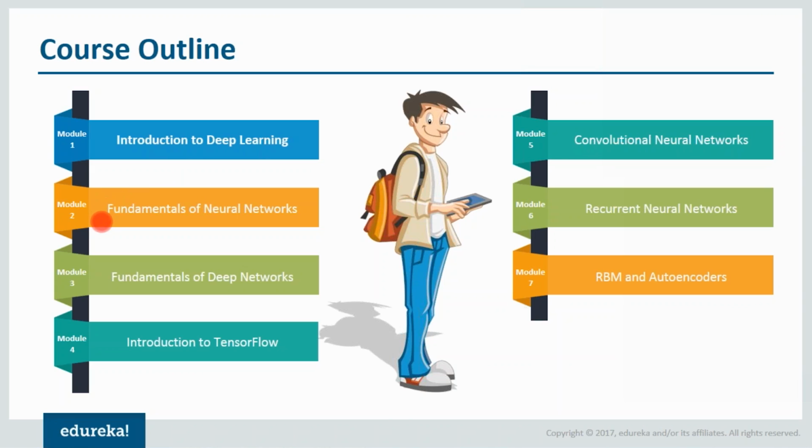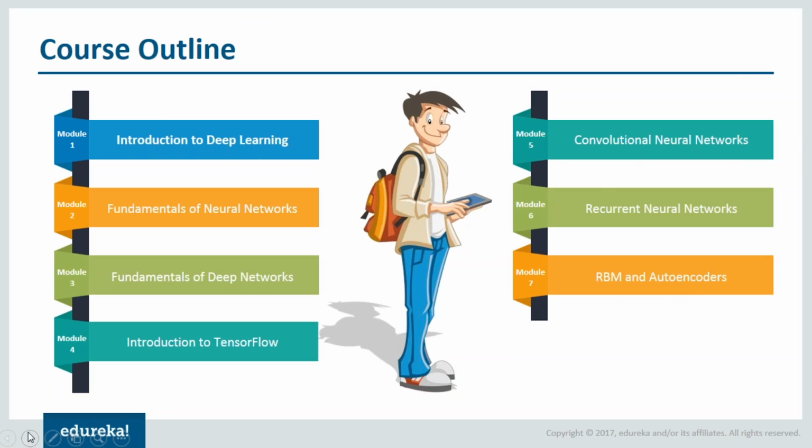Neural networks are nothing but the networks that try to mimic your brain. Then we'll understand the fundamentals of deep networks. Deep networks are nothing but complex neural networks, or you can even say that these are subsets of neural networks. Then we'll introduce you to TensorFlow, which is nothing but a library of Python that is used for deep learning. Then we'll focus on various types of neural networks. First is convolutional neural networks that is used for image recognition. Then we'll focus on recurrent neural networks, and then finally RBM and autoencoders. So this is how our course will be structured.